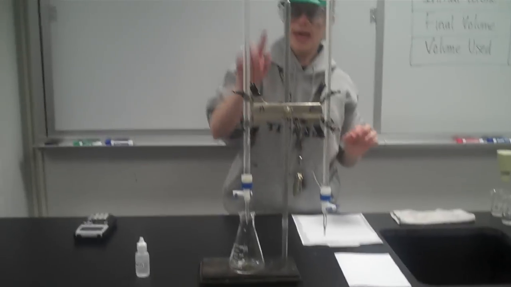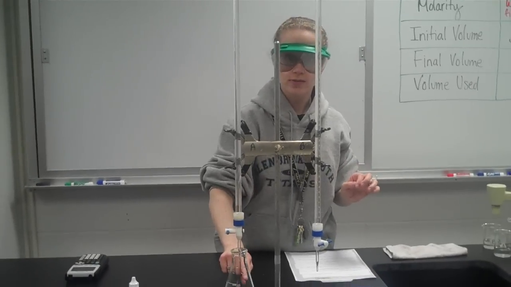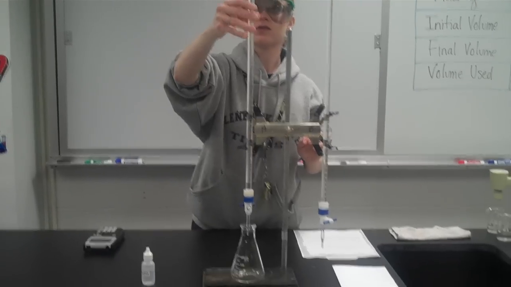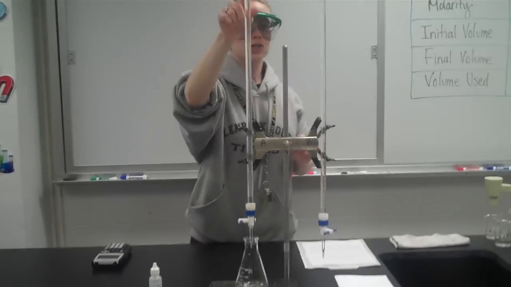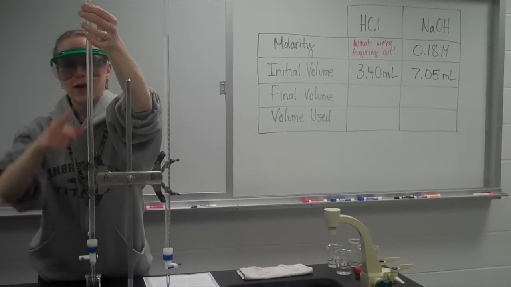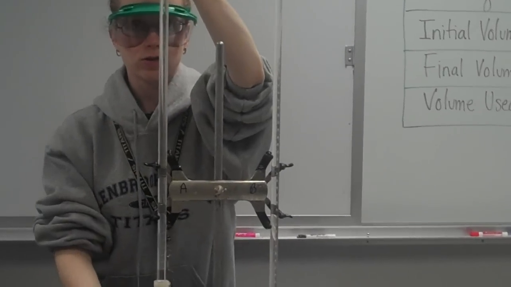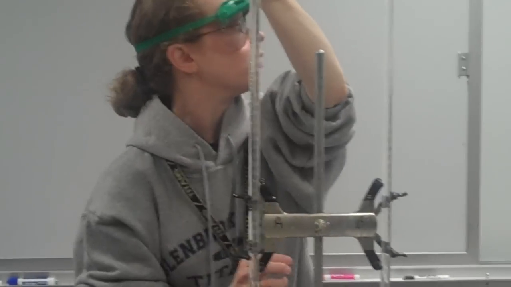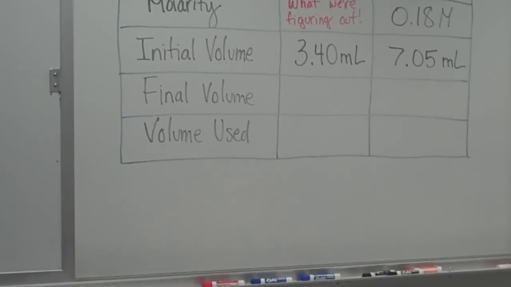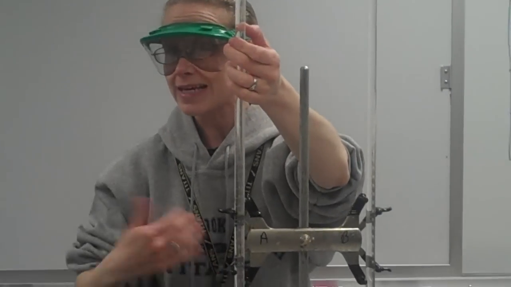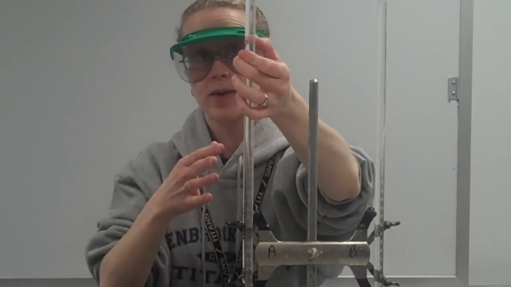I want about 10 milliliters of acid to go into my Erlenmeyer flask. So what I'll do is look at my burette. My initial volume is about 3.40 milliliters. So if I let 10 milliliters go into my Erlenmeyer flask, that'll be about 13.40 milliliters. So I'll move my thumb down to about 13.4. It doesn't have to be exactly 10 milliliters, so kind of about.